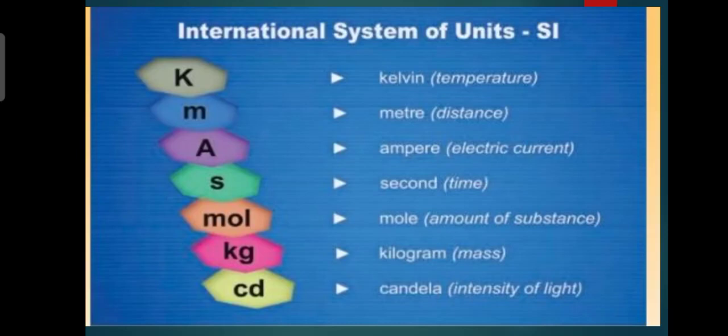SI base units. The 7 base units of the SI are the meter, kilogram, second, Kelvin, ampere, candela, and mole. Once again, the 7 base units of the SI are Kelvin, meter, ampere, second, mole, kilogram, and candela.